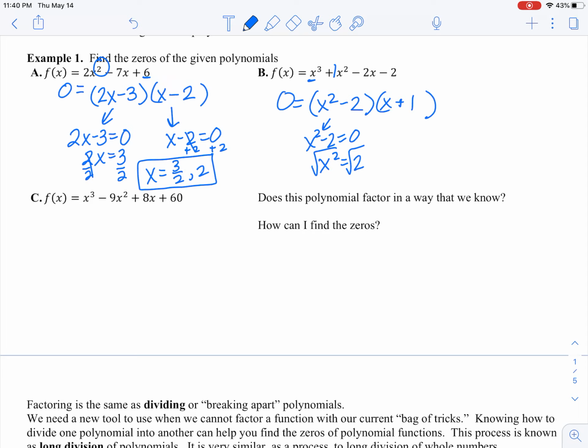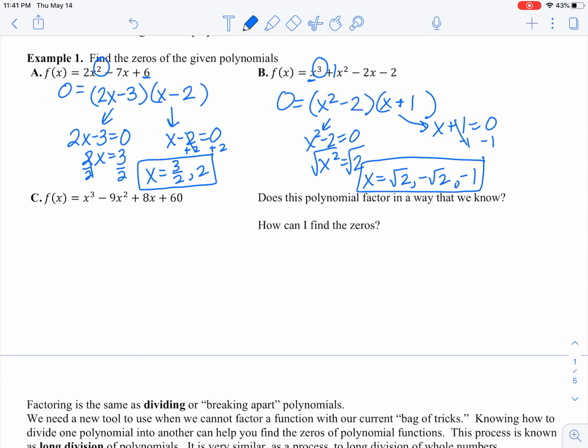And whenever you take the square root when you're solving, you're going to put positive and negative. So we get a positive square root of 2 and a negative square root of 2. And then our last zero, x plus 1 equals 0, we're going to subtract our 1, and we end up with a negative 1. And so these are the three zeros, because we have third degree, we get 3 zeros. Everything matches up.